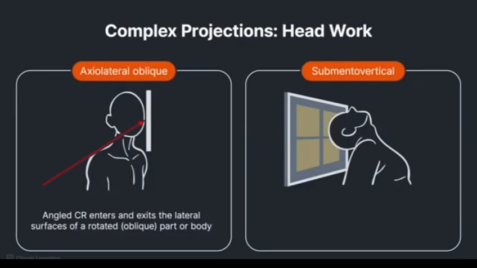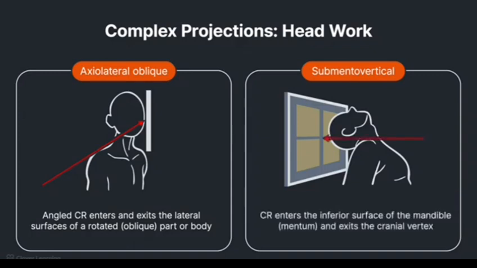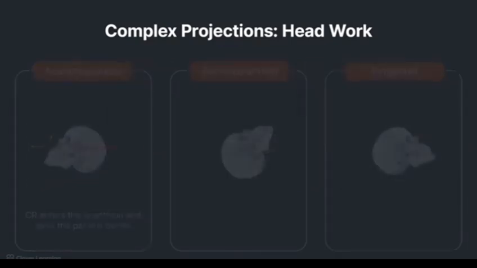Complex projections used commonly in headwork include axiolateral oblique. Angled CR enters and exits the lateral surfaces of a rotated or oblique part or body. Submentovertical. CR enters the inferior surface of the mandible or mentum and exits the cranial vertex.